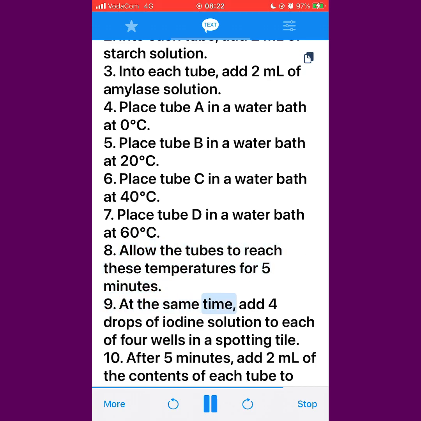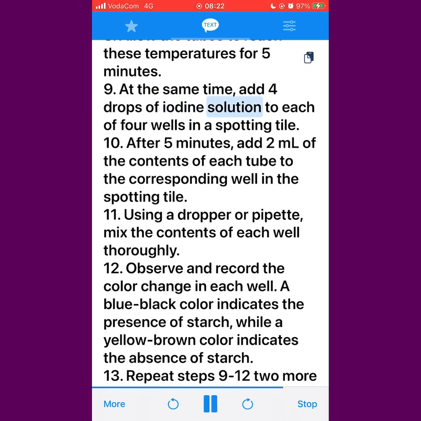9. At the same time, add 4 drops of iodine solution to each of 4 wells in a spotting tile. 10. After 5 minutes, add 2 milliliters of the contents of each tube to the corresponding well in the spotting tile. 11. Using a dropper or pipette, mix the contents of each well thoroughly. 12. Observe and record the color change in each well.